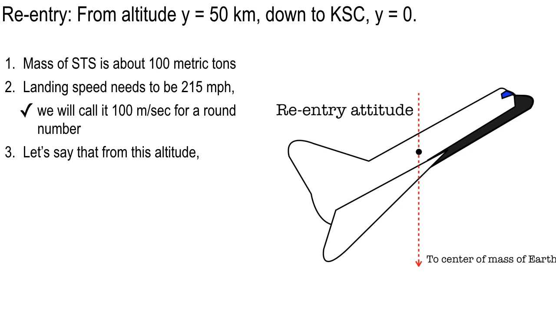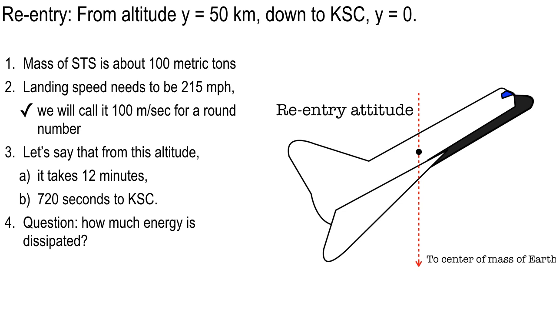So let's say that from this altitude, it takes 12 minutes to get to the landing site at the Kennedy Space Center. So that's 720 seconds. What that's going to tell us eventually is how many joules per second the space shuttle has to dissipate into the atmosphere as it comes in. What's the rate of dissipating joules? And it's an enormous heat dissipation problem. So the question is how much energy is dissipated. We'll compute that. We have the technology.